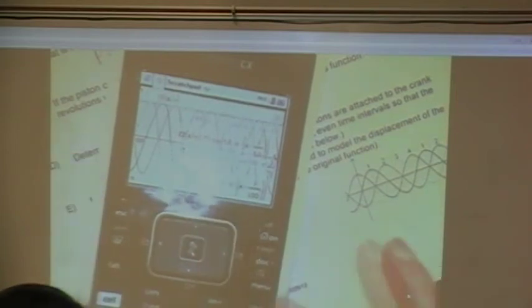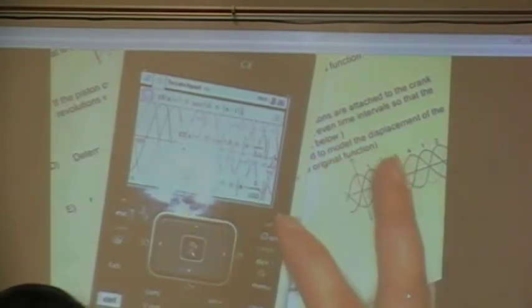Y'all were the first class that's done it by fractions today. Everybody else did it in decimals. Well, you always say to use fractions. I prefer fractions, I just thought it was interesting.